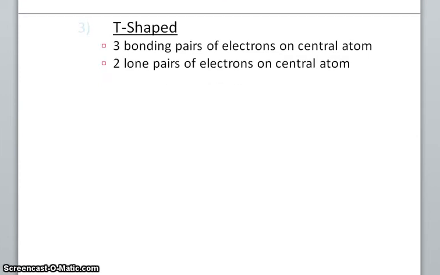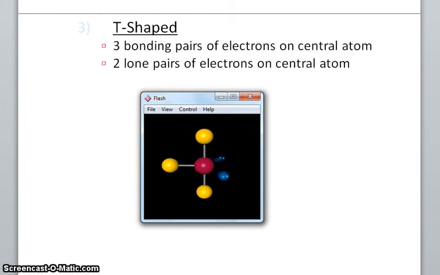Removing 1 more bonding pair of electrons and replacing it with a lone pair of electrons in a trigonal bipyramidal electron geometry will give us a T-shaped molecule. So if we have 3 bonding pairs of electrons and 2 lone pairs of electrons around our central atom, our electron geometry will be trigonal bipyramidal. Our molecular geometry will be T-shaped. So if we look at our model here, we have our 3 bonding pairs of electrons, our 2 lone pairs of electrons taking up space in that model, and that gives us a T-shaped molecular geometry.